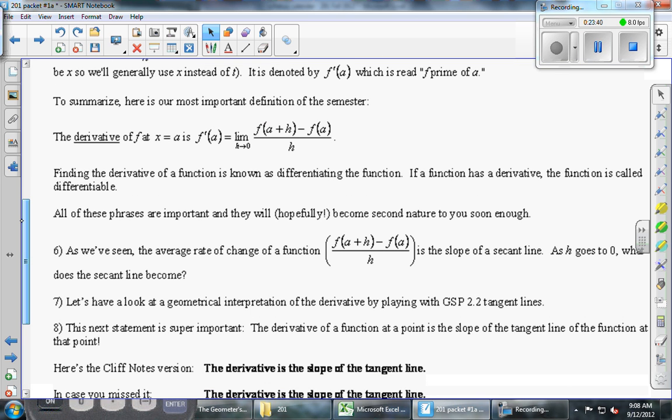Okay, we'll go to Tony, finding the derivative. Finding the derivative of a function is called differentiating. The function is called differentiable. That's a tough one. Thank you.